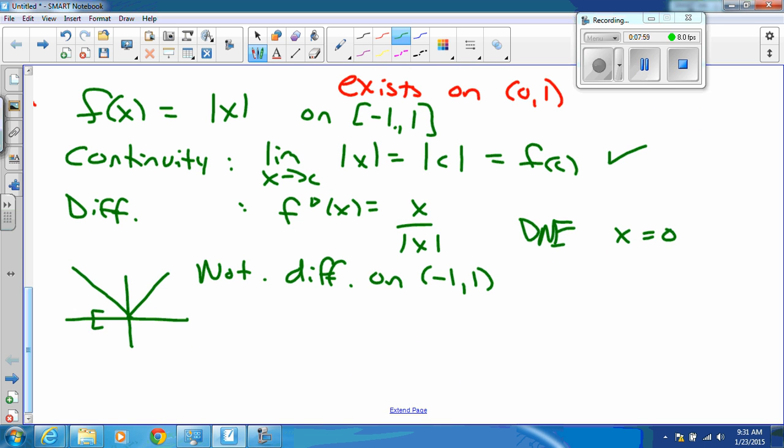Here's the graph of f of x equals the absolute value of x on negative 1 to 1. And I have a sharp corner sitting there right in the middle of that interval. And so because of that, I am not guaranteed that there will be a tangent line whose slope is equal to f of 1 minus f of negative 1 over 1 minus negative 1. In fact, there is not one in this case.